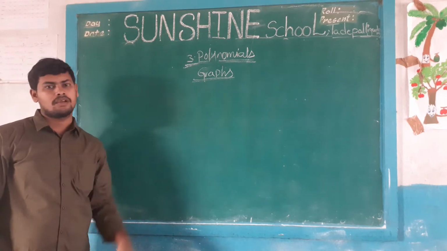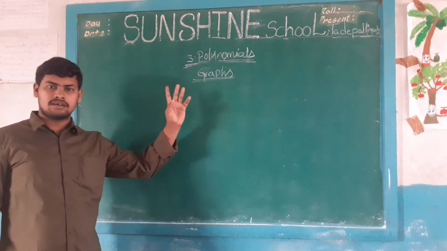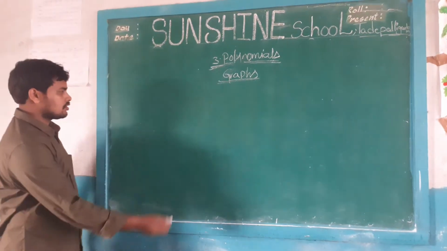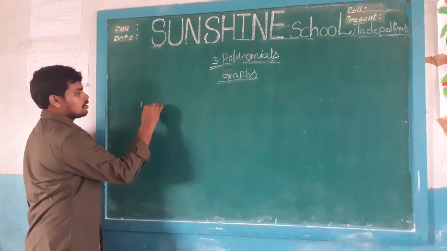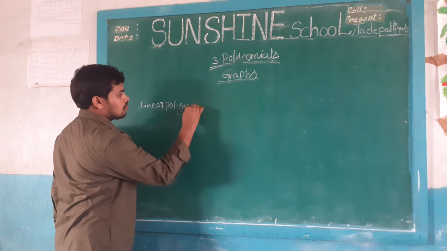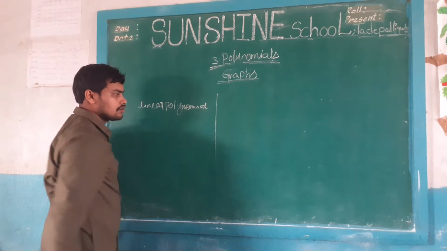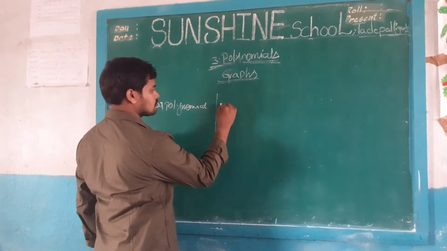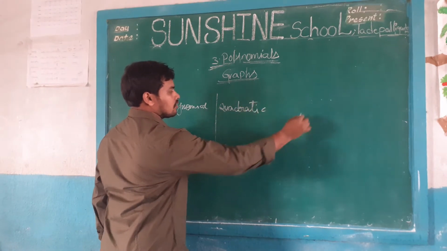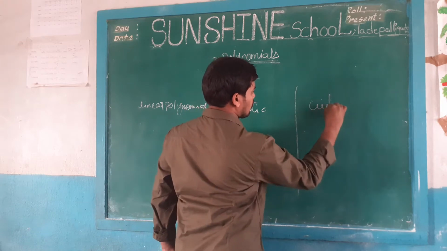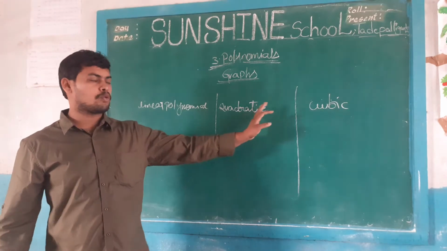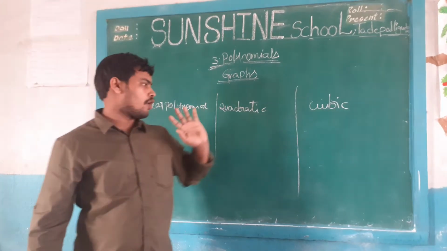Graphs in polynomials. Generally, in polynomials there are three types of graphs. First one, linear polynomial. Second one, quadratic. Third one, cubic. Linear polynomial, quadratic polynomial, cubic polynomial.